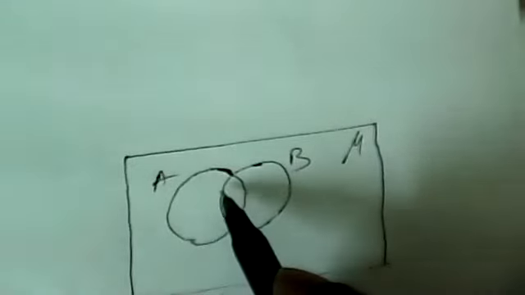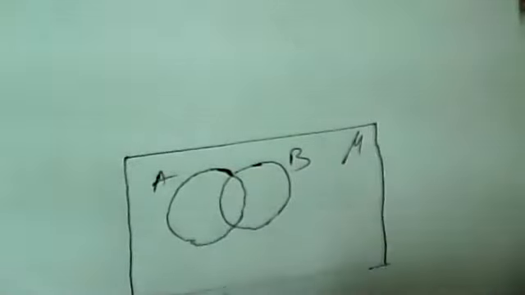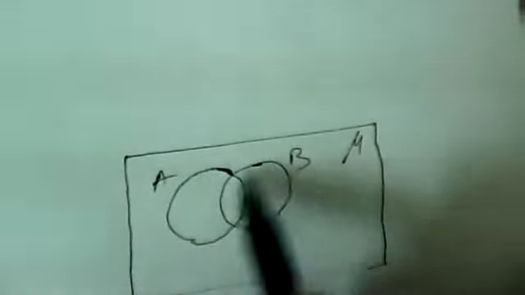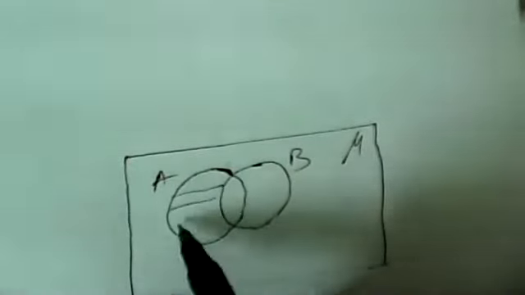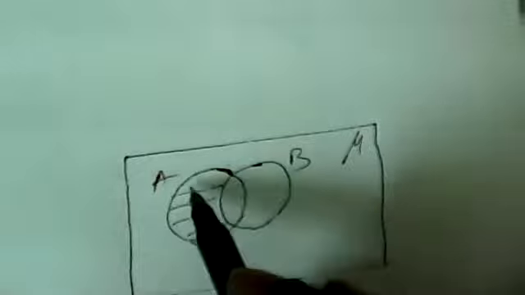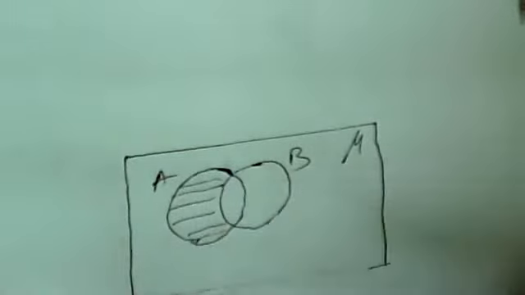Now, first I consider A minus B. A में से हम B निकाल देना चाहिए. This is A. From this, B has gone. So we are left with only this. This is A minus B. हमें बचा है A minus B में shaded region with horizontal lines. Understand?